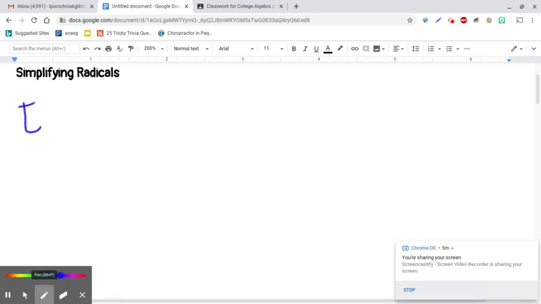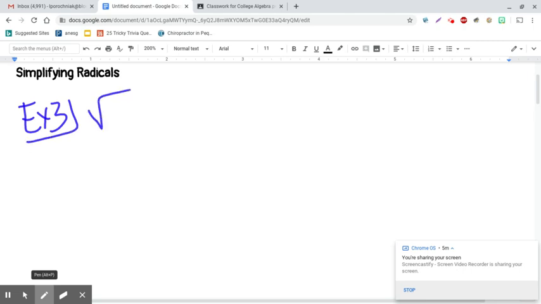Here we go, example 3. Now we're going to do the square root of 32. All right, so what we're going to do is break down 32. It's even, so I'm going to use 2. 32 divided by 2 gives us 16. Again, it's even, so I'm going to do 2 again.